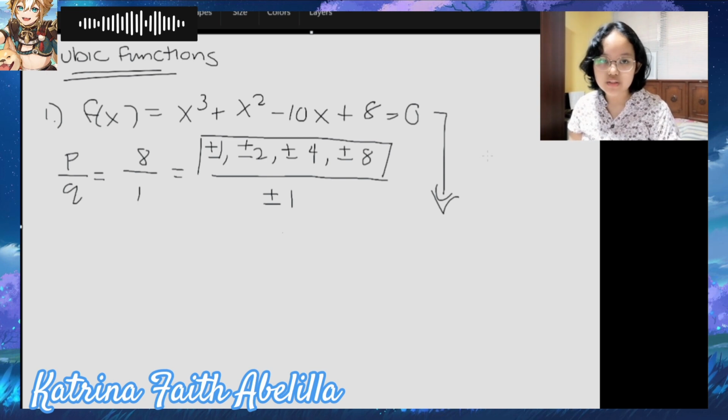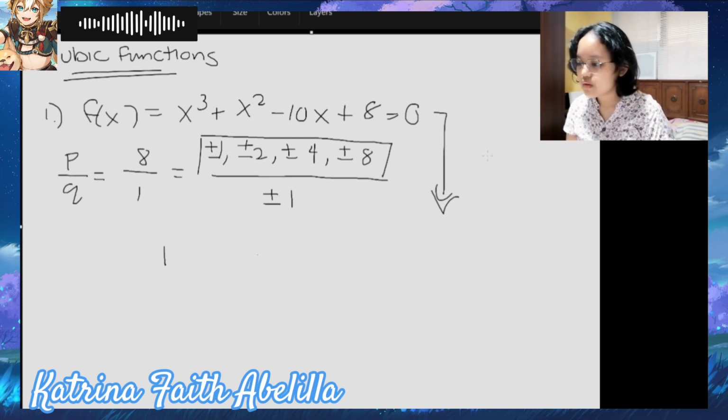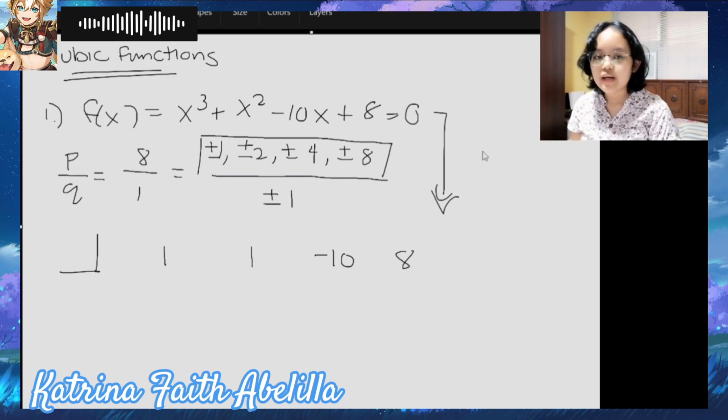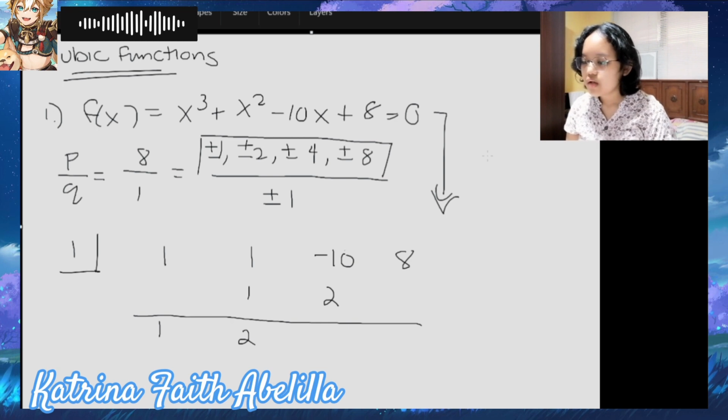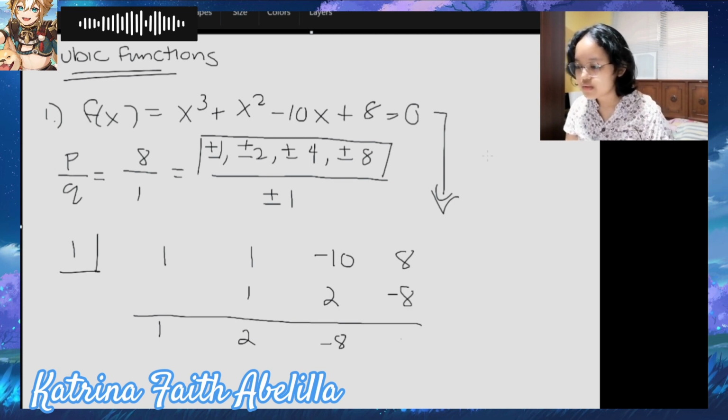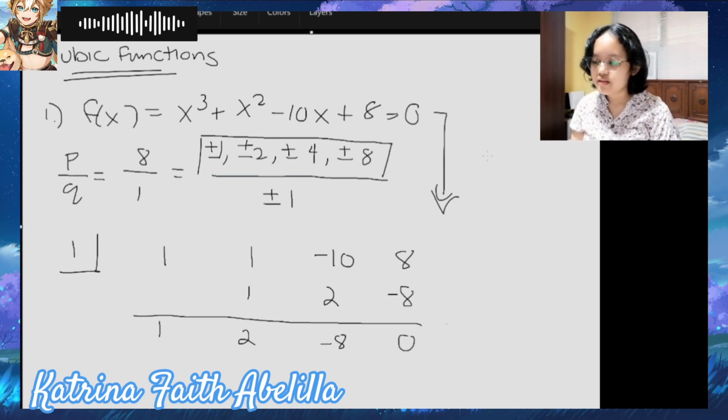Now we write down our example equation: 1, 1, negative 10, and 8. Get the 0 from the box, and do trial and error. Let's start with positive 1. Bring down 1. 1 times 1 is equal to 1. 1 plus 1 is equal to 2. Then 2 times 1 is equal to 2. Negative 10 plus 2 is equal to negative 8. Negative 8 times 1 is equal to negative 8 again. 8 plus negative 8 is equal to 0. When the number at the end is equal to 0, that means 1 is one of our zeros.